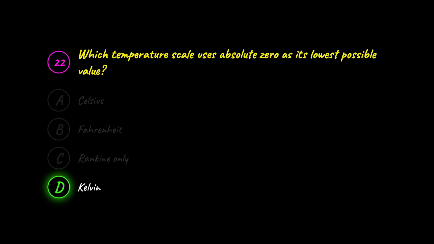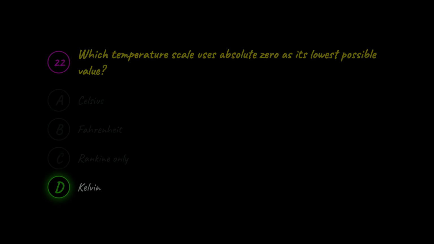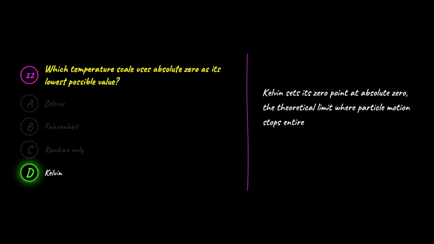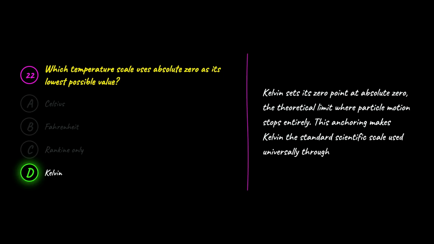The correct answer is D. Kelvin. D is correct because Kelvin sets its 0 point at absolute zero, the theoretical limit where particle motion stops entirely. This anchoring makes Kelvin the standard scientific scale used universally throughout chemistry and physics work today.